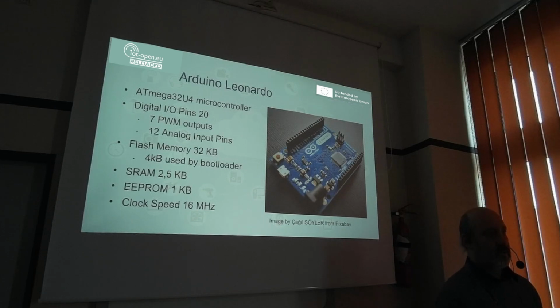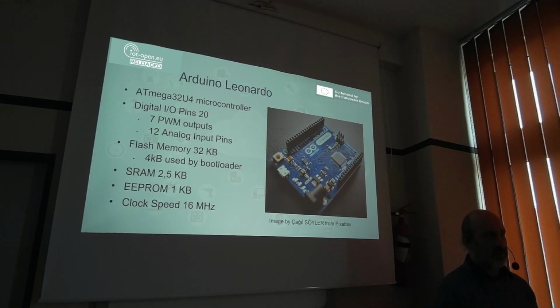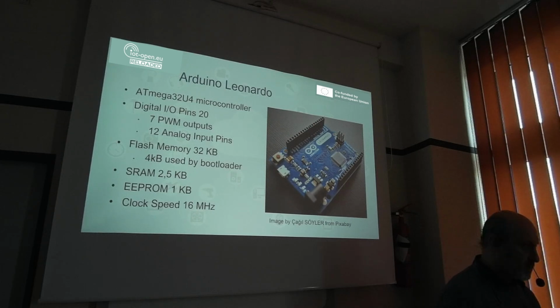This version of the Arduino microcomputer has some digital I/O pins, and also some analog pins. The numbers are on the slide. It has a similar amount of flash and RAM memory and the same clock speed, because all Arduinos, the base Arduinos based on AVR microcontrollers, have the same core of the processor inside, clocked at 16 megahertz and executing the same set of instructions.